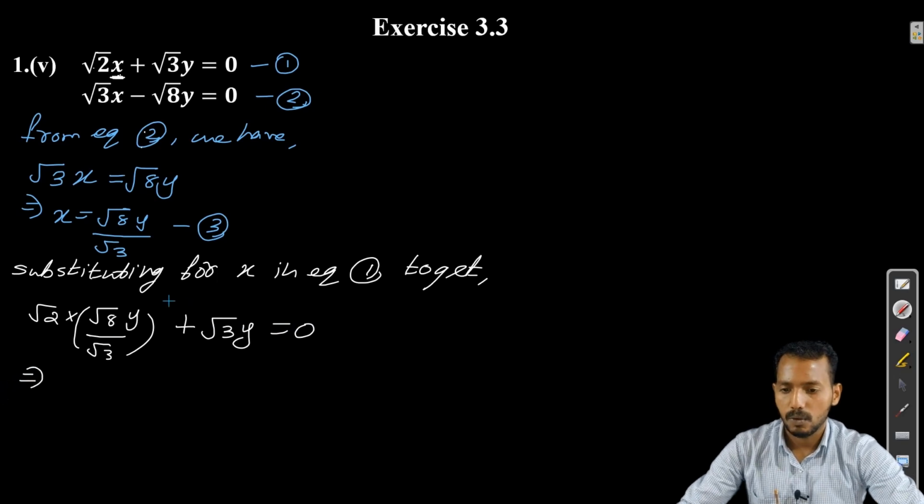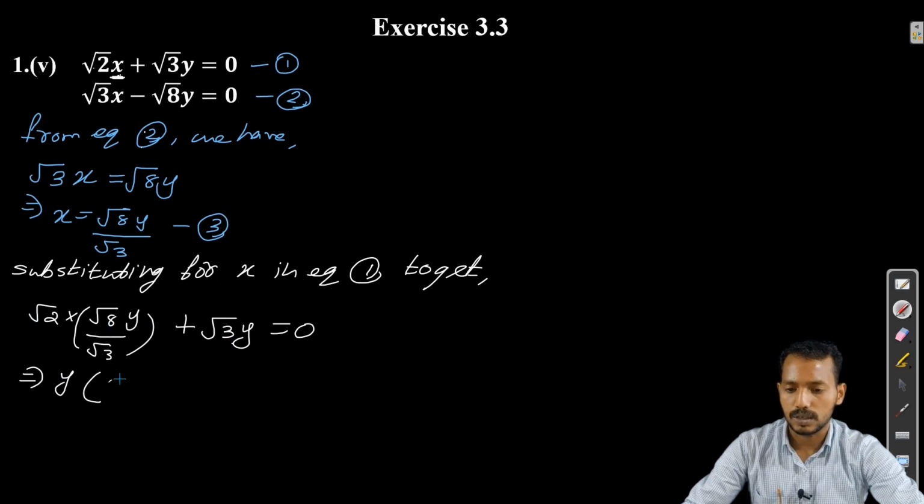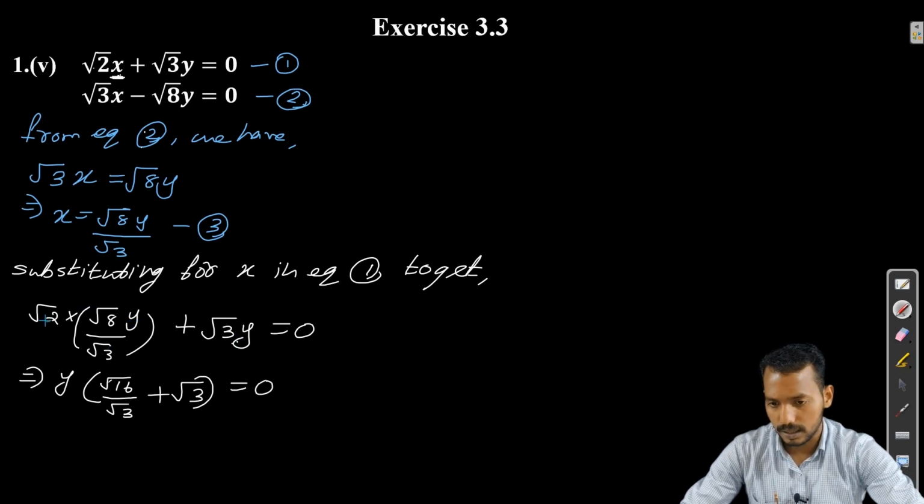Simplified, y is common in both the terms, take it outside: y into root 2 into root 8 is equal to root 16 divided by root 3 plus root 3, okay, y is already taken, which is equal to 0. Y is common, that is taken, and root 2 into root 8 is root 16 divided by root 3, and root 3 is remaining here.